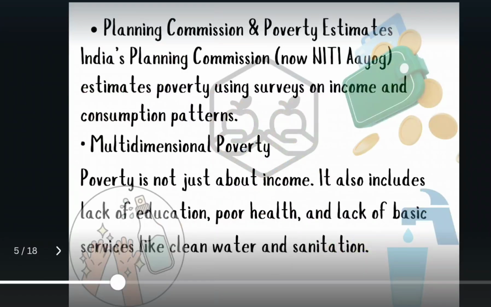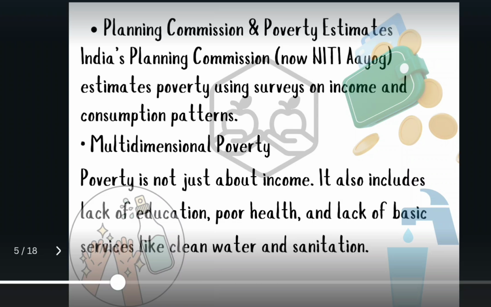Planning Commission and poverty estimates. Now, India's Planning Commission estimates poverty using surveys on income and consumption patterns. So, a survey is a tool used to understand the pattern of consumption.